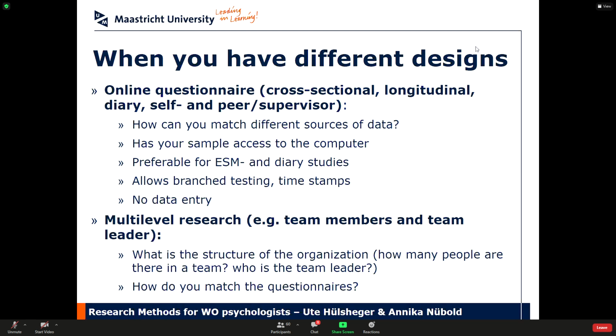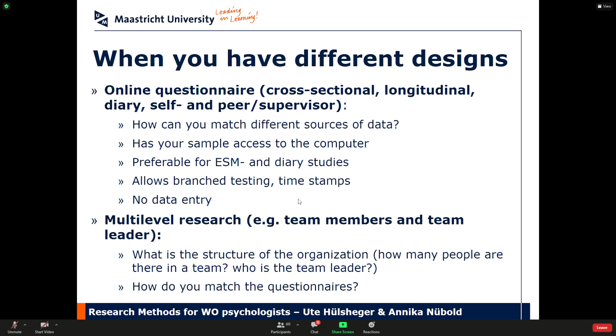So tomorrow, and also for the assignment you're doing later, it would be good if you know how to find the scale documentation, that you know how to find the questionnaires. And there is a PDF of the diary part, and there is a PDF of the intake questionnaire, the general questionnaire, which is part of the diary study. Now, if you have different study designs, an online questionnaire, it could be cross-sectional, it could be longitudinal, it could be a diary, it could be with multiple sources, self and peer.